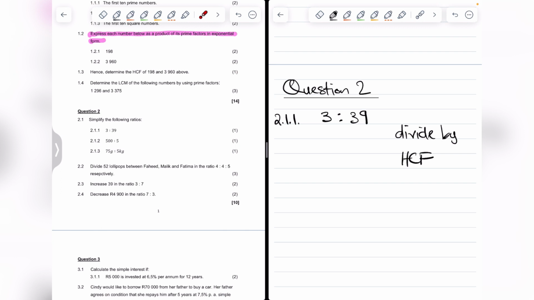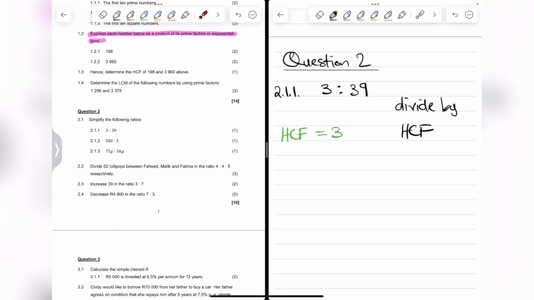So your knowledge of highest common factors or how to find the highest common factor is important here. Otherwise, you're going to divide by the wrong thing. So we will then say, okay, I've got 3 as my highest common factor. So my highest common factor is equal to 3. So what am I going to do with my highest common factor? I'm going to divide both numbers in my ratio by 3.